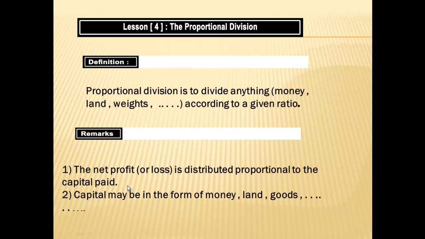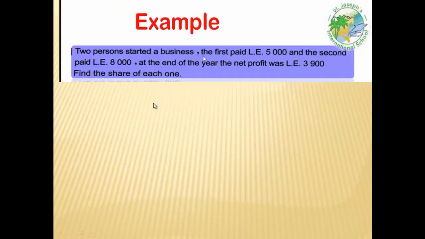طب remarks in net profit or loss distributed proportional to the capital paid. Capital may be in the form of money. يعني الكابيتال paid بتبان بالظبط زي الماني. From examples we can explain what is the meaning of proportional division.